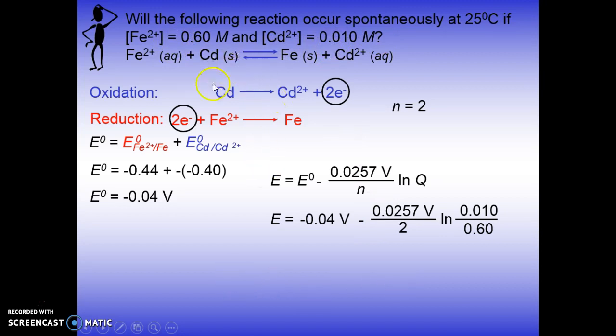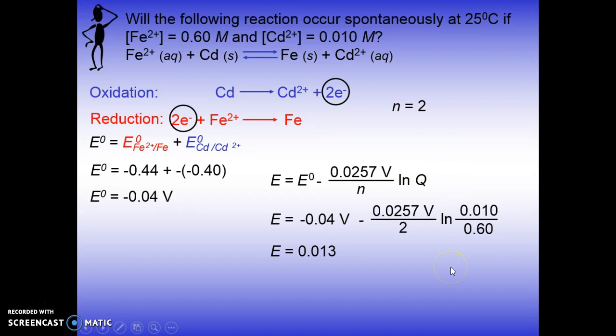I guess I should have put in an intermediate equation here. For Q, remember that it's products divided by reactants. Well, Cd2+ is our product, so that's why the 0.010 is on top. Iron ions are on the reactant side, so the 0.6 is on the bottom. So that's why these numbers are where they are, because of how Q gets expressed.